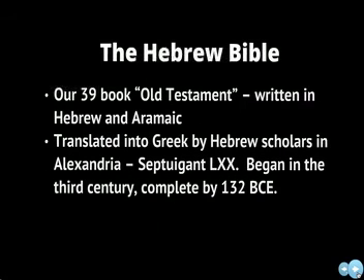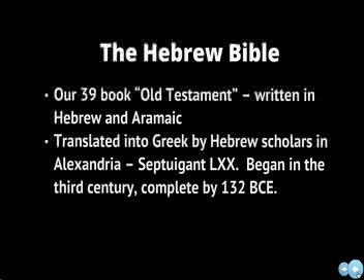Okay, the Hebrew Bible, or our Old Testament, if you're a Protestant, is 39 books written in Hebrew for the most part, and there's also some Aramaic portions. As I said, it was translated into Greek by Hebrew scholars in Alexandria, and it began sometime in the 3rd century and was complete by 132 BCE, which is probably the first time it was referred to by name by an ancient writer.